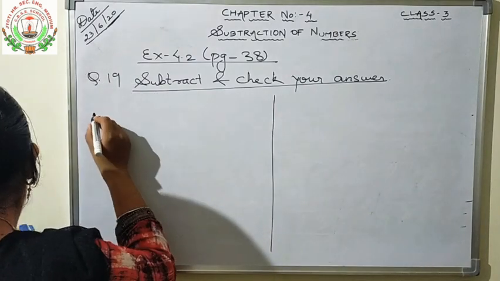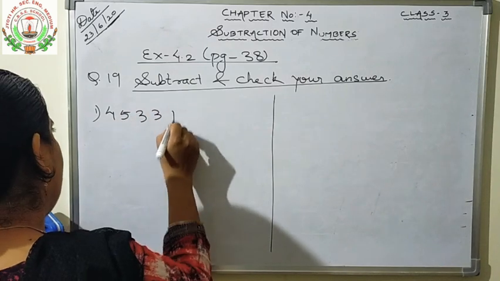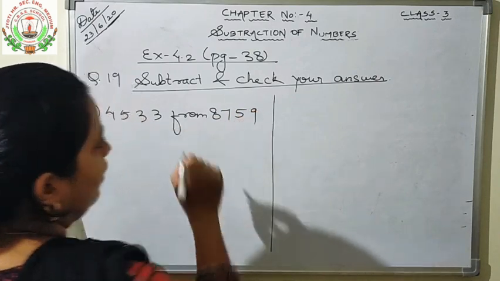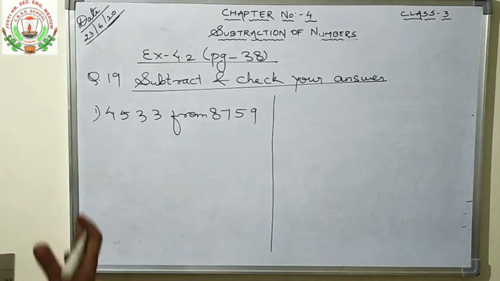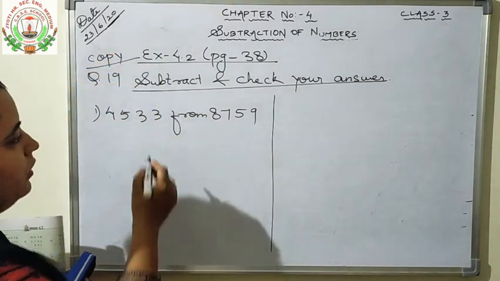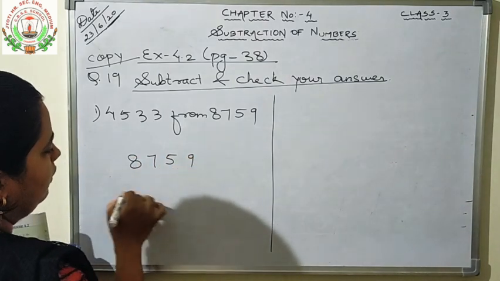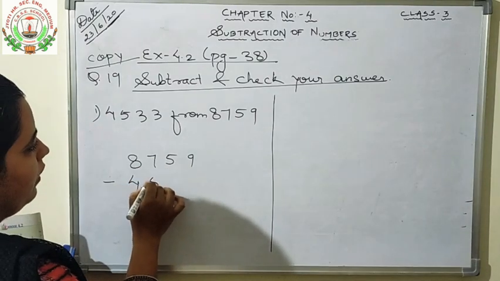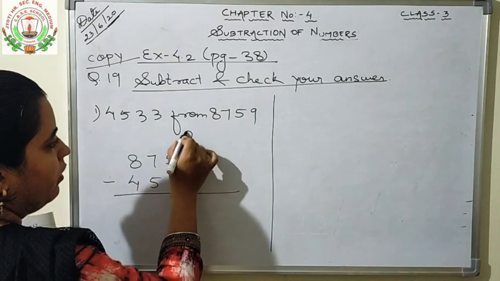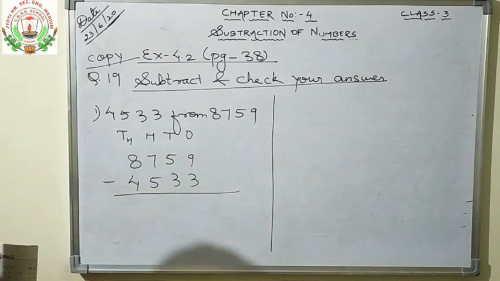Okay. First one is 4533 from 8759. This is our question number 1. This question we will solve in our copy. This is our copy work. Now first we will write the question, 8759 minus 4533. Then we will write the place values: ones, tens, hundred, thousand. Now we will subtract simply.